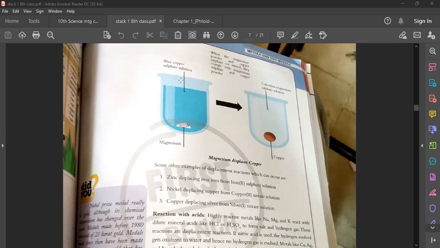So now what is happening here? Copper sulfate solution is there, and magnesium they have taken. Whether magnesium can displace the copper from the copper sulfate? Yes, sir, it can displace. So only on the magnesium surface the copper is coated, right? Yes, sir.